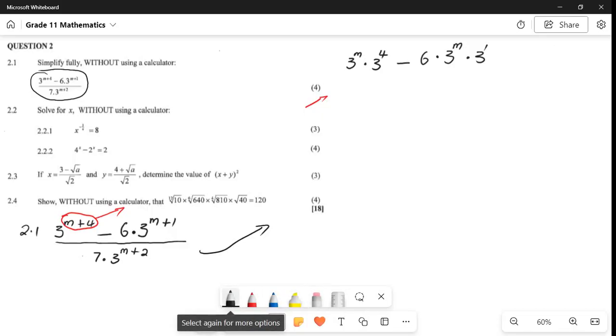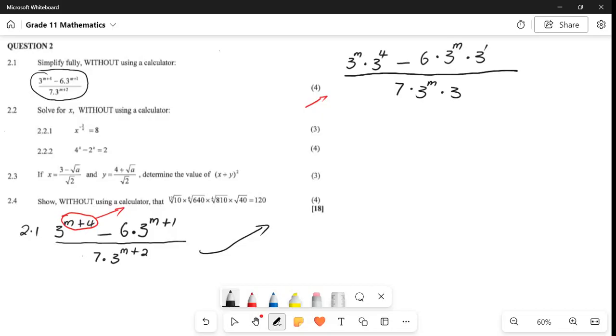And on the denominator we've got 7 multiplied by 3 to the power m, which will be multiplied by 3 to the power 2, applying the very same rule of exponent, which is the product rule. So you must never forget to write the equal sign like I did, because sometimes you will be penalized for that. And then what is the next step?